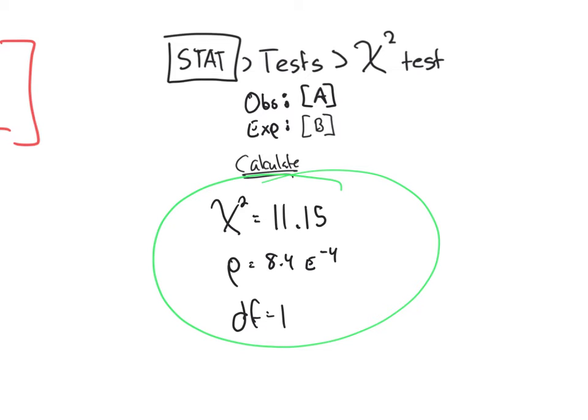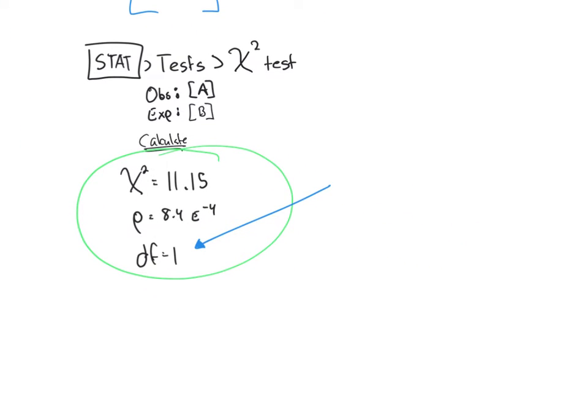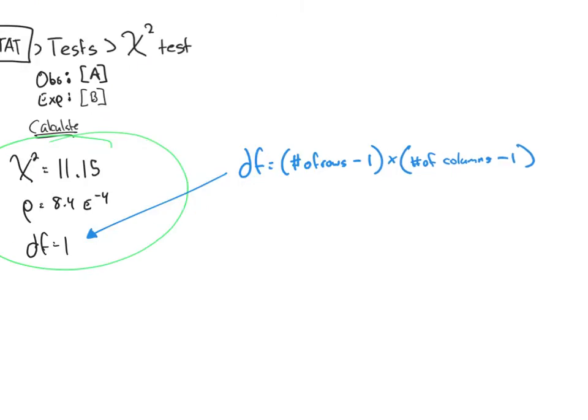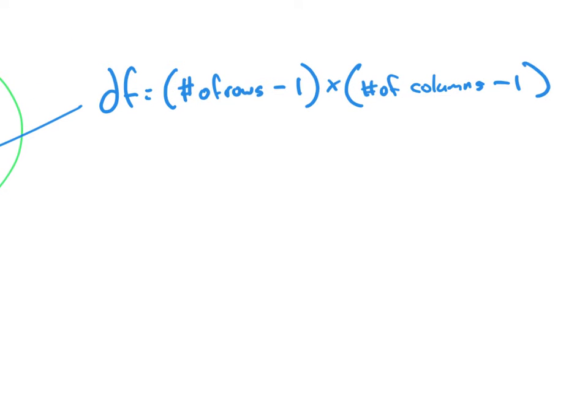But before I do that, let's talk about a little side note here. How do you find degrees of freedom for a two-way table? It's very similar to a goodness of fit test. So here it is. To find degrees of freedom for a two-way table, it is the number of rows minus 1 times the number of columns minus 1. Number of rows minus 1 times the number of columns minus 1. So that's one to just kind of keep track of.